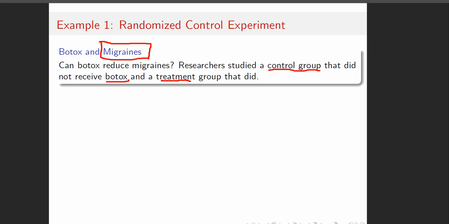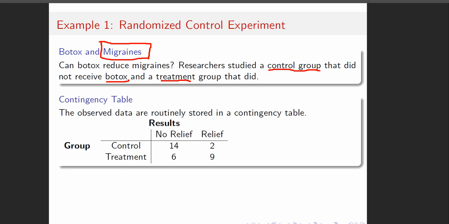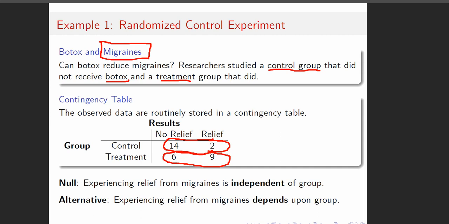Okay, that's interesting. And if we look at the table, we say, oh, now this makes sense. There were 16 people in the control group, and only 2 of the 16 experienced relief. And there were 15 people in the treatment group, but 9 of the 15 experienced relief. So it looks like that's an interesting association that we can take a look at.